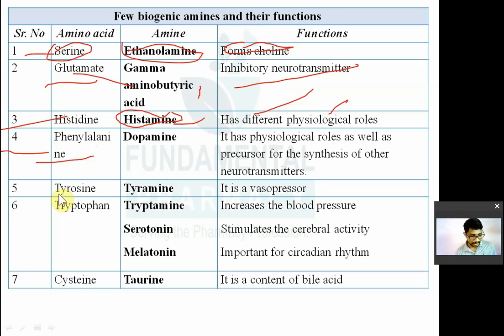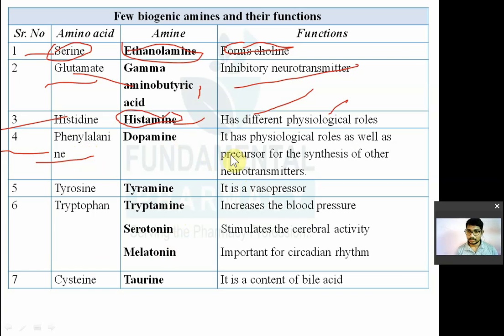Next one is tyrosine. So tyrosine is a bioprecursor for one amine known as tyramine. Tyramine is a vasopressor, blood vessel को constrict करता है. Then tryptophan, tryptophan से बनेगा आपका ट्रिप्टामाइन, सेरोटोनिन एंड मेलाटोनिन. So tryptamine, that is a vasopressor agent which will increase the blood pressure.